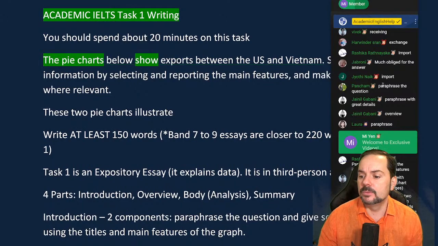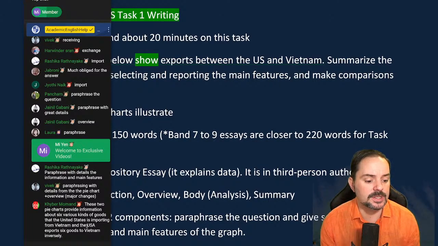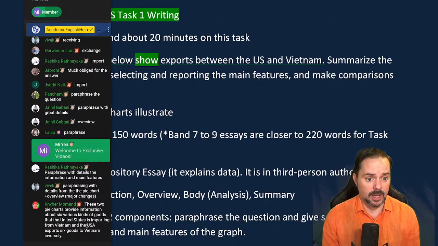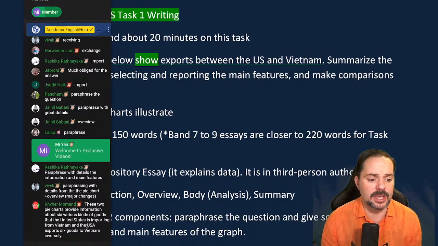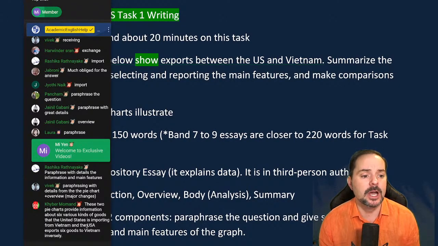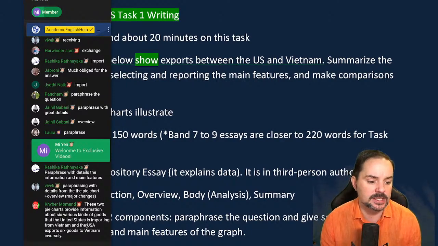All right, and we have some of our members here already paraphrasing. Kyber writes, these 2 pie charts provide information about 6 kinds of goods that the United States is importing from Vietnam, and the US exports 6 goods to Vietnam inversely. Okay, that's very nice, Kyber. That's a good start. You have some details there. There's one detail, Kyber, that you're kind of missing, and that should be included. It's important. Think about what that is, okay?